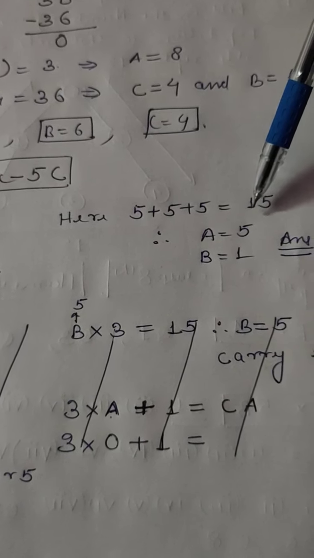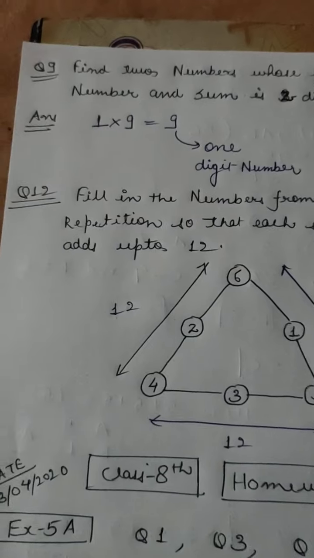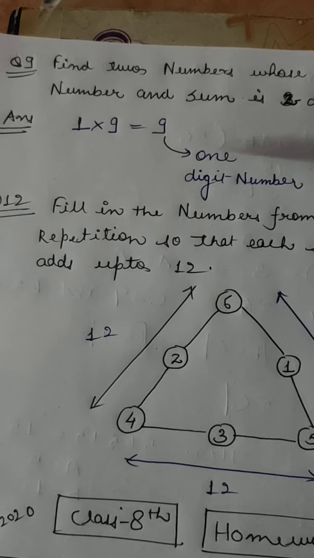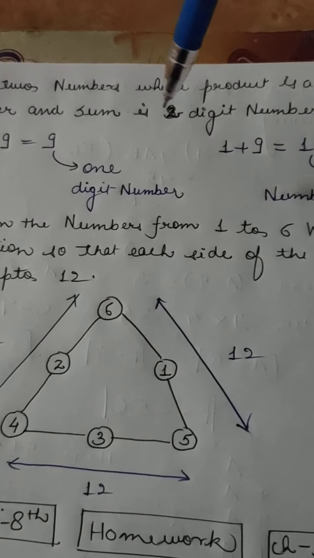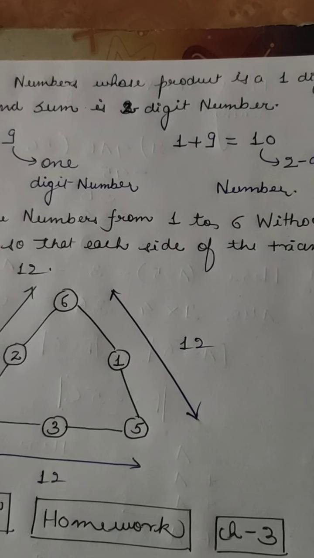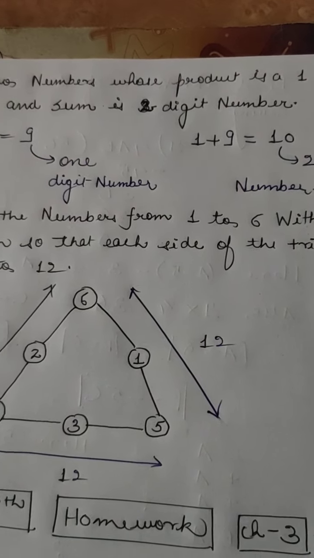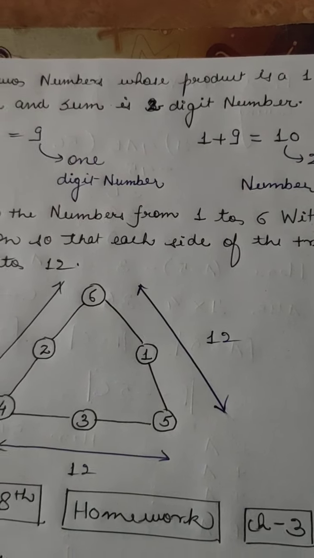Now, so coming on to our next question, I have solved question number 9. Question number 9 says find two numbers where the product is 1 digit number and the sum is 2 digit number. सो आपको ऐसा नंबर फाइंड आउट करना है जिसको कि मल्टीप्लाई करने पे क्या आना चाहिए, एक 1 डिजिट नंबर आना चाहिए और ऐड करने पे क्या आना चाहिए, 2 डिजिट नंबर. तो ऐसे कौन सी 2 डिजिट है?